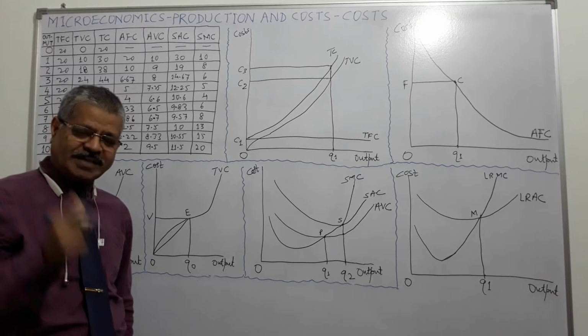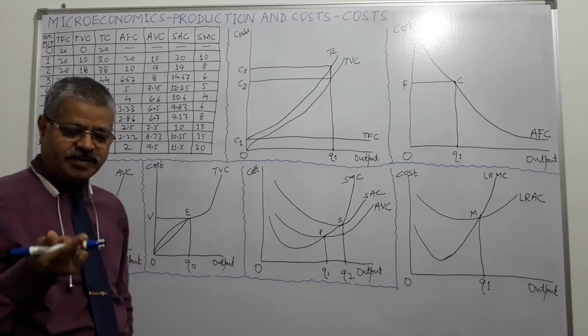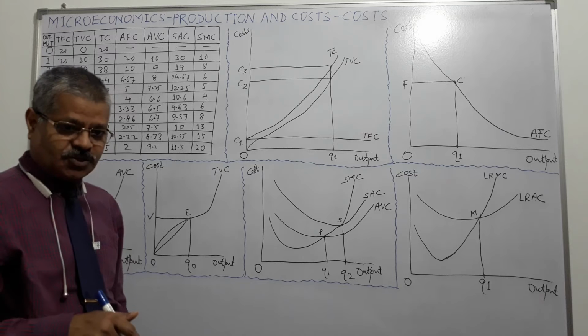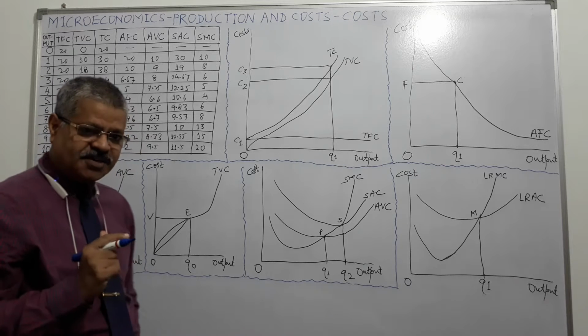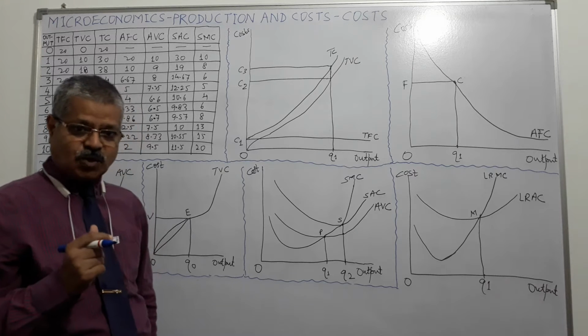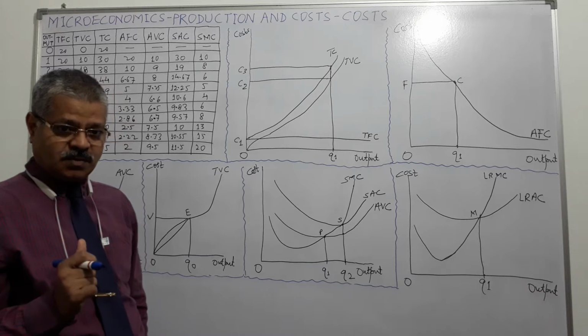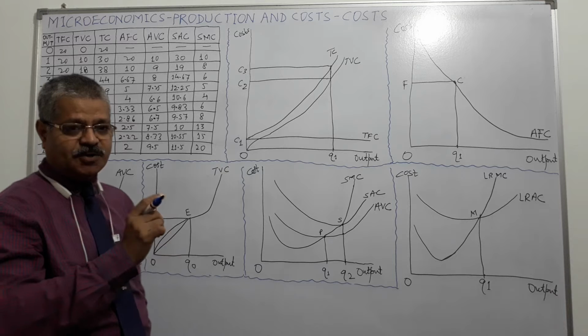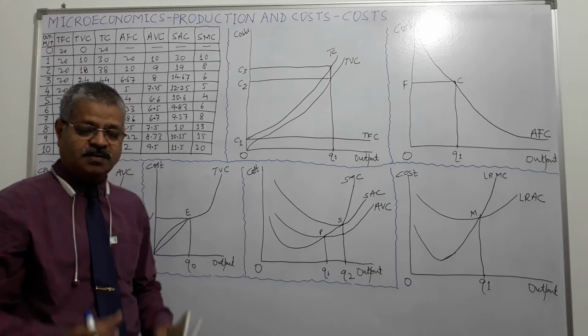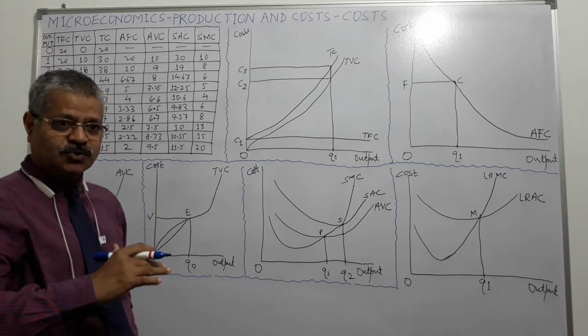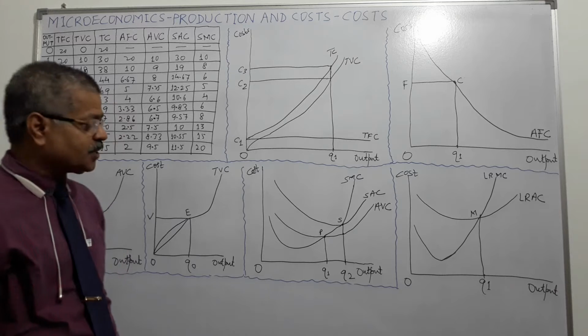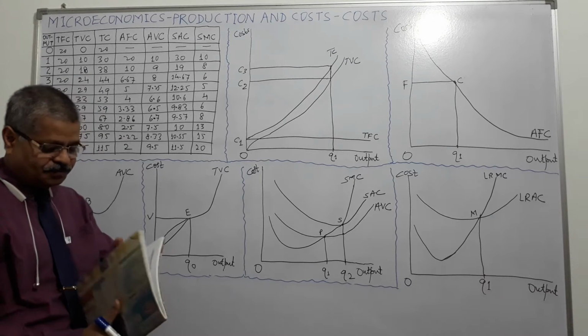Any firm tries to maximize its profits. How do they try to maximize profits? By reducing costs. So any firm will try to go for those combinations of inputs which are most cost effective. So there is a relationship between the cost and the output. Firms try to reduce cost, maximize output and profits.